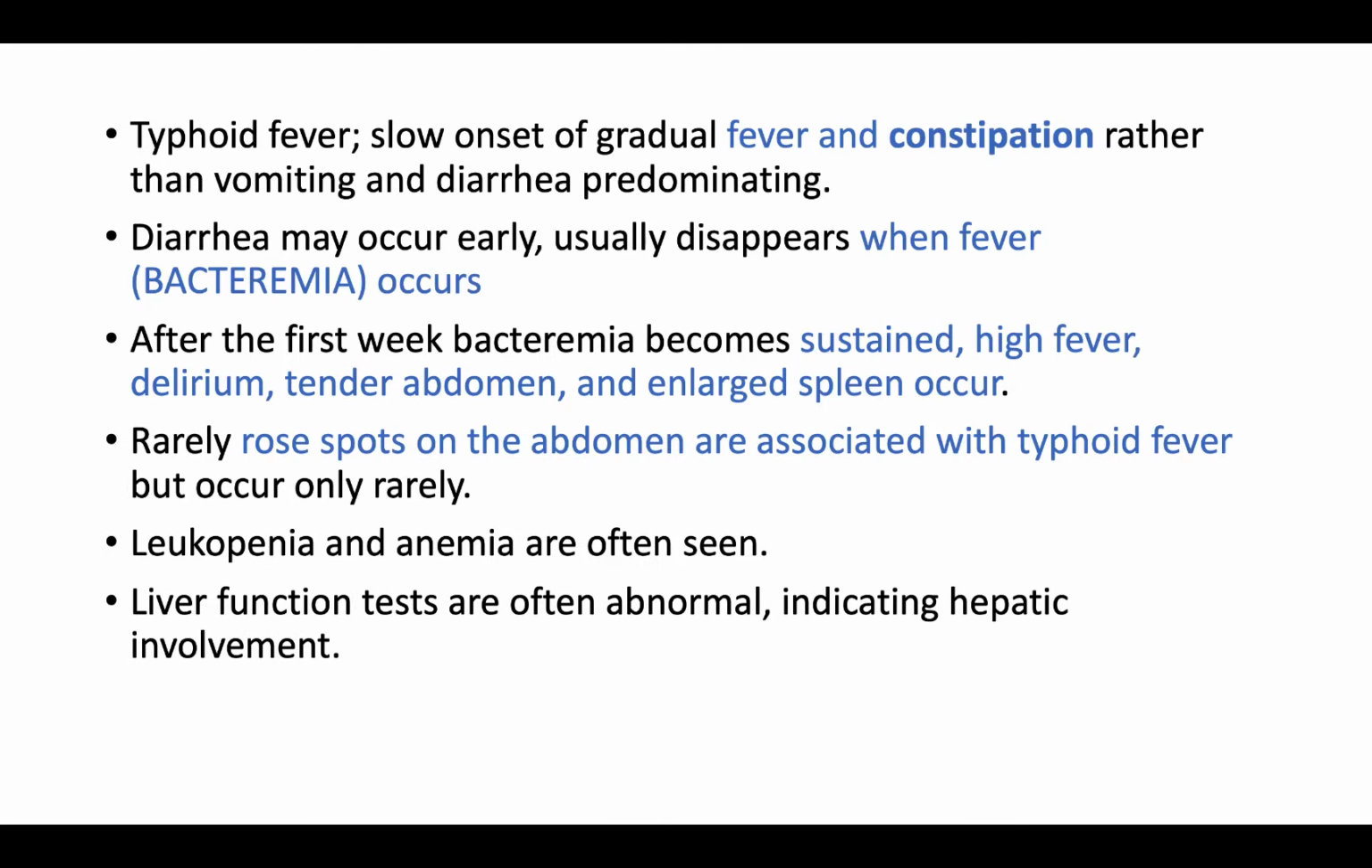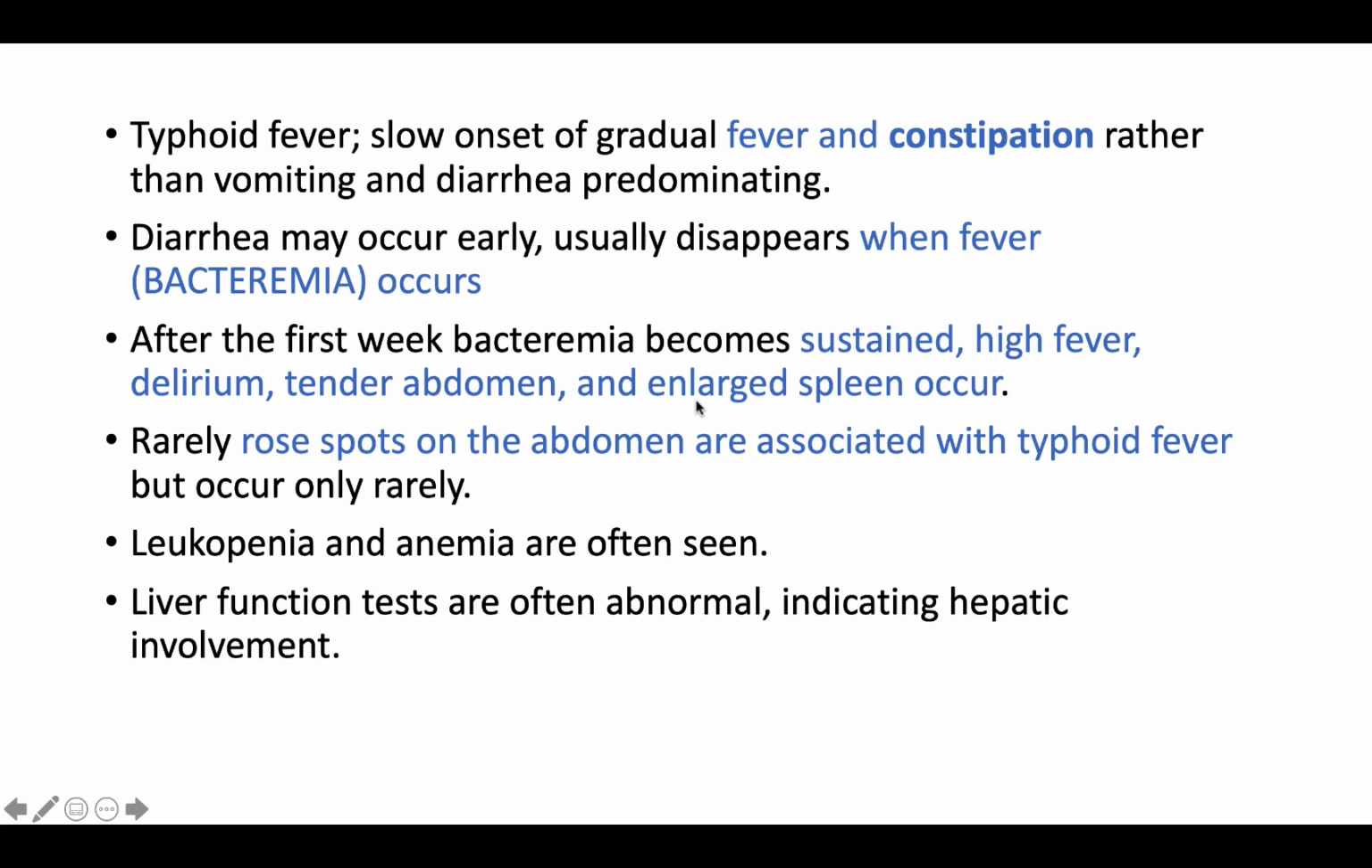As for typhoid fever, this is a slow onset of gradual fever and constipation, and it does not really begin with diarrhea. So there's no diarrhea at the beginning. Once you have the fever, it usually comes with constipation. There may be diarrhea before, so before the bacteremia occurs. In the first week, the bacteremia becomes sustained: high fever, delirium, tender abdomen, and enlarged spleen.